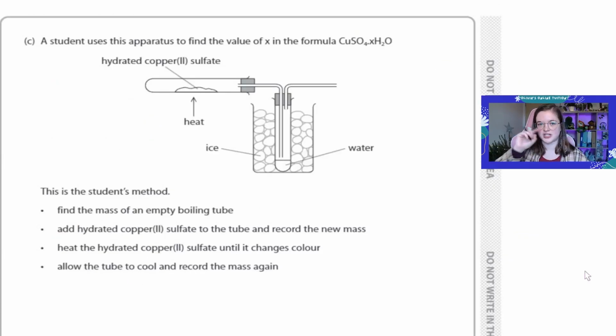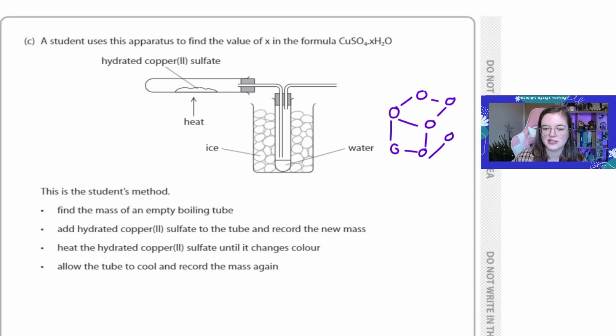Okay, and then part C is a bunch of mathsy stuff, but we have to get through the writing first. A student uses this apparatus to find the value of X in the formula copper sulfate X water. X just means that water is in there. Imagine copper sulfate, an ionic compound, with a big lattice structure. Does that make sense? Water can sometimes fit, if you imagine it, behind these atoms, inside the molecule.